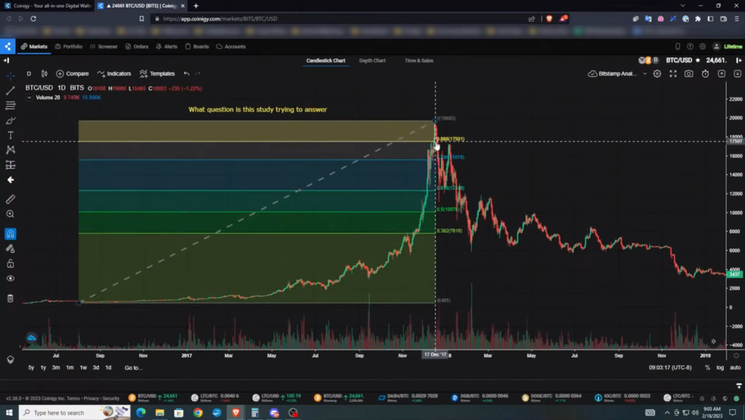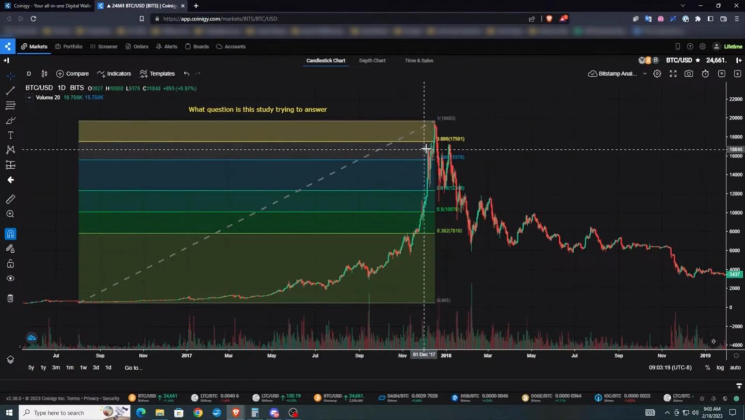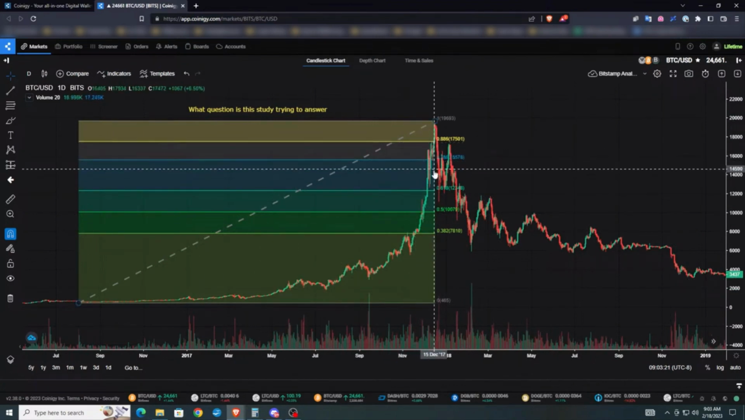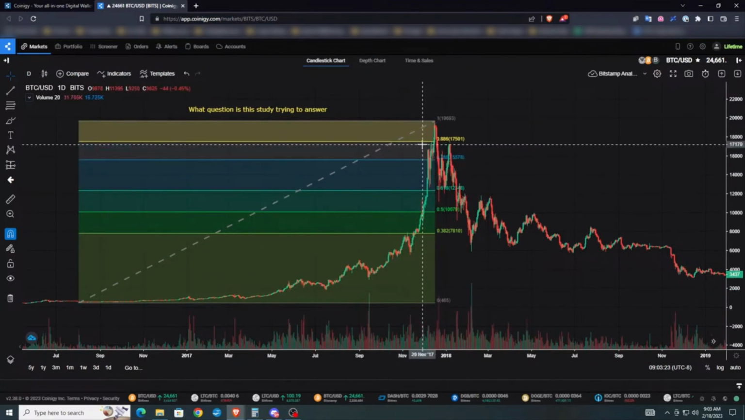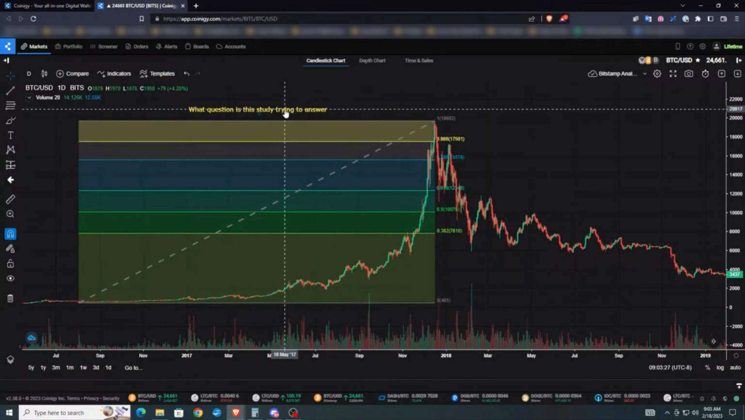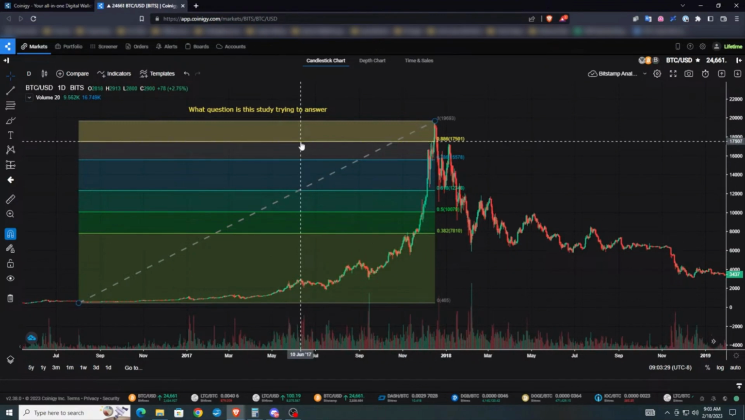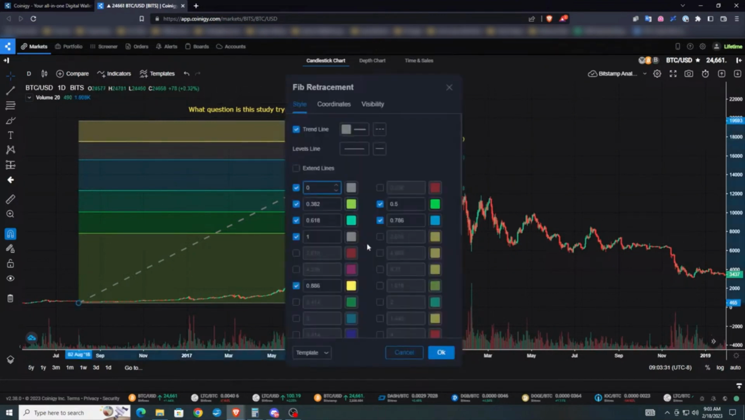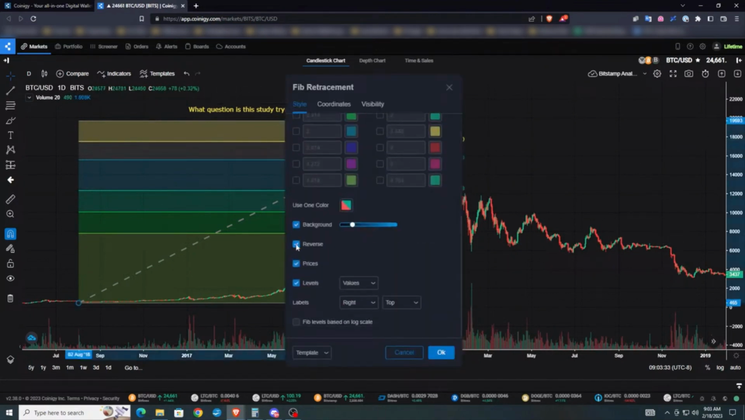So is that 88.6% of this whole move? No, it isn't. Is that 78.6? No, it isn't. This is backwards. So that's why it's a good idea to write that question right on your screen the first dozen times you do this, just to make sure you're doing it correct. So we'll go in and we'll reverse the study.